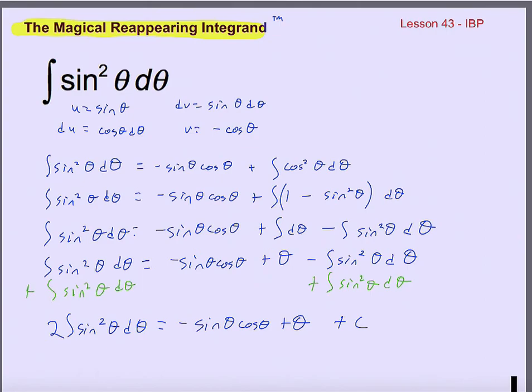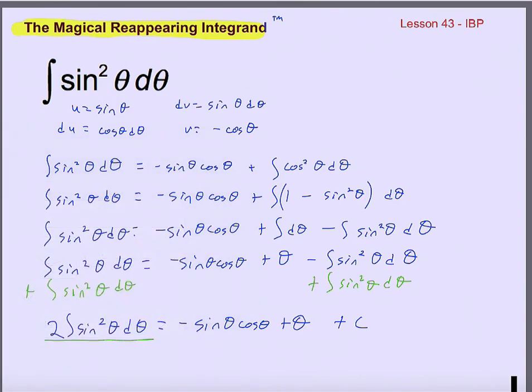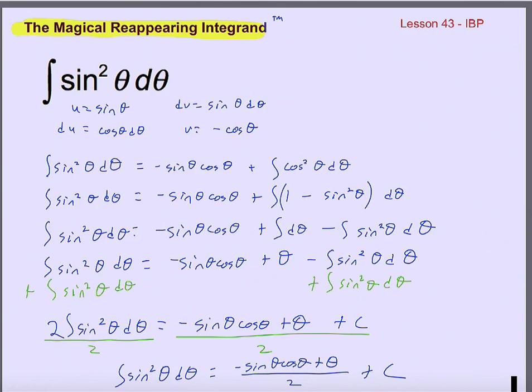And remember what we were trying to do all along. We were trying to find the antiderivative of sine squared theta d theta, which I still don't know what it is, but I do know what 2 times the antiderivative of sine squared of theta d theta is. So naturally, if I want to know what the plain old integral of sine squared theta d theta is, I'll just divide everything by 2. And what we're left with is the plain old integral of sine squared theta d theta, and it's equal to, feel free to separate these into different terms if you want, but I don't see much of a reason to. I'll put the plus c at the end so we notice it. And that is the story of the magical reappearing integrand.